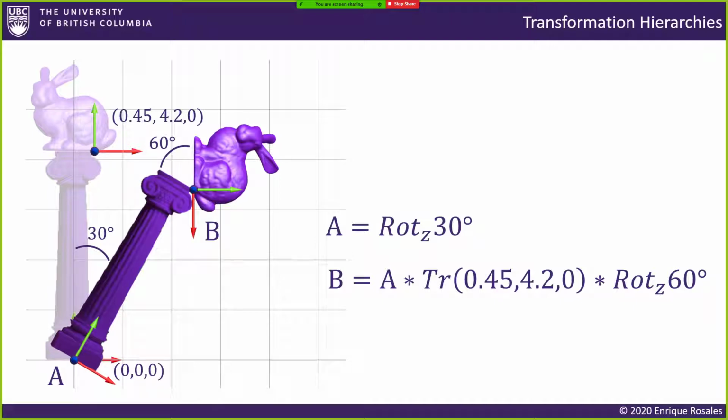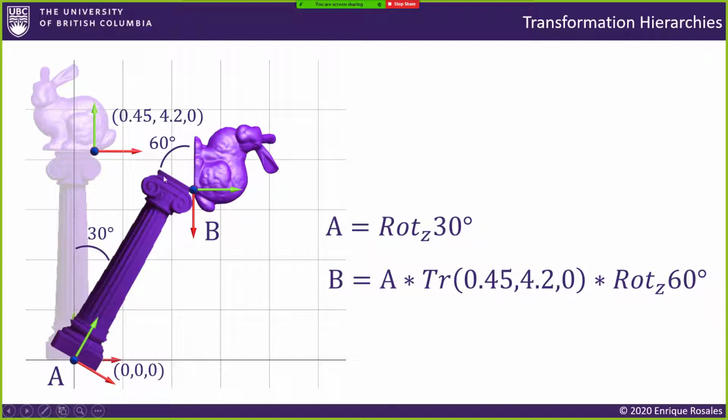Sorry, I didn't understand. Why were you saying the bunny is not rotated? So the bunny is rotated. The bunny is rotated like 90 degrees to the world, but 60 degrees with respect to its parent. Yeah, but we only did 30 degrees in A. So where's the 60 degrees? Well, these are the 60 degrees.